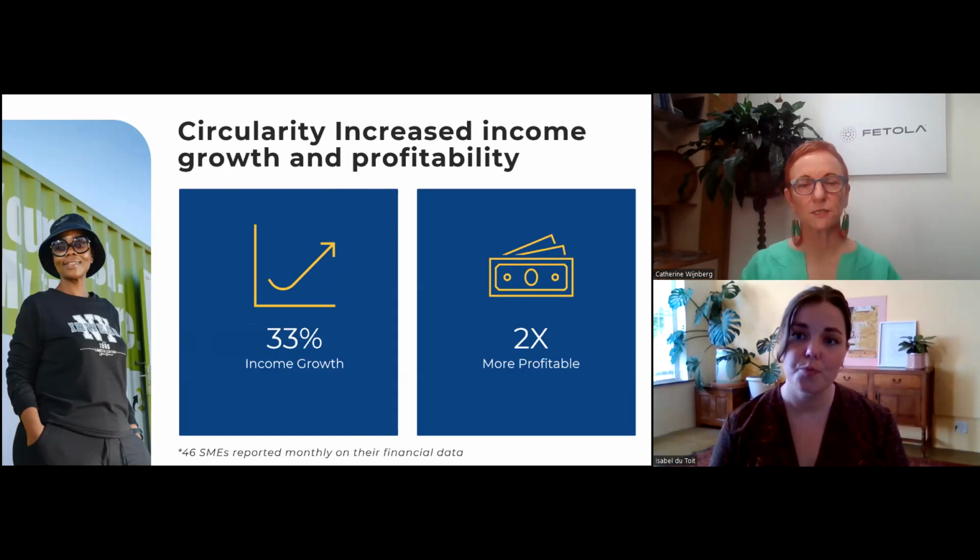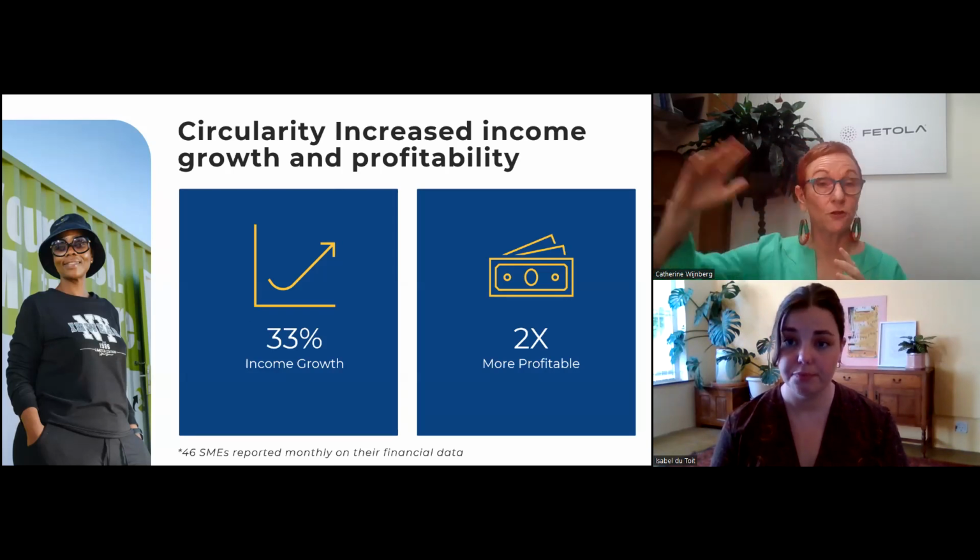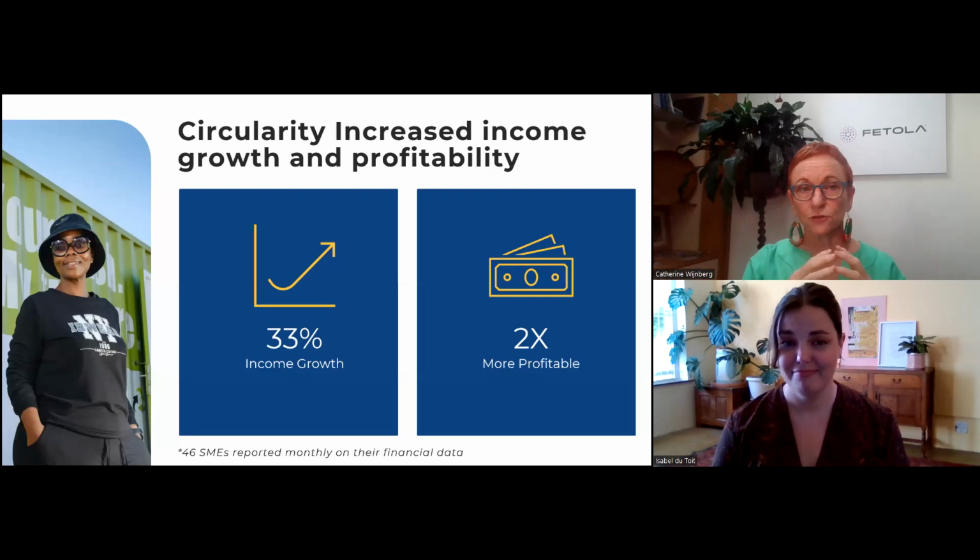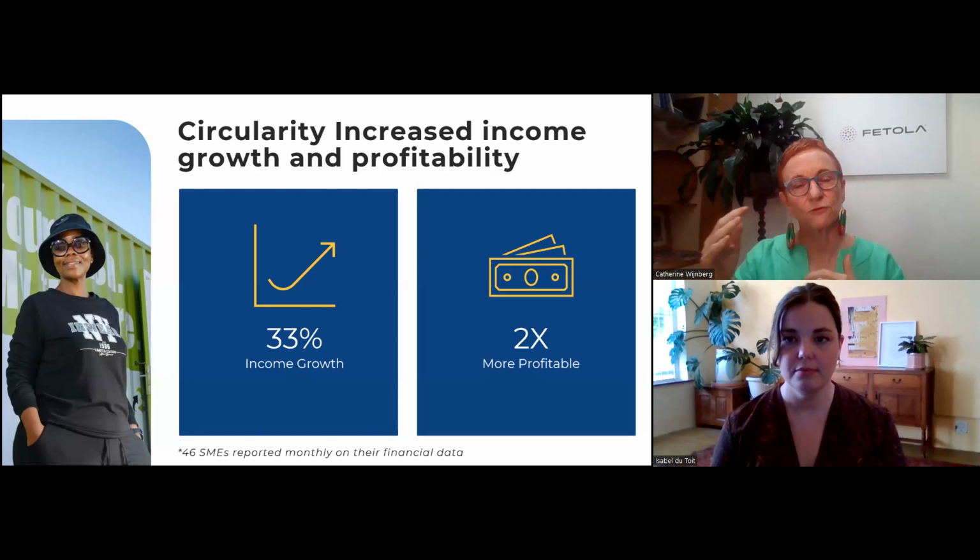And so basically what this means is that the businesses, again, we're looking at an average over 46. Some businesses grew by like 4,000%, others grew just marginally, but on average, they increased their revenue by 33%. That means if they were doing 100 Rand a day at the beginning, they were doing 133 Rand at the end. But more importantly, they weren't just increasing the revenue, there was more money in their pocket at the end of the day because they doubled their profitability. And that result is really huge.